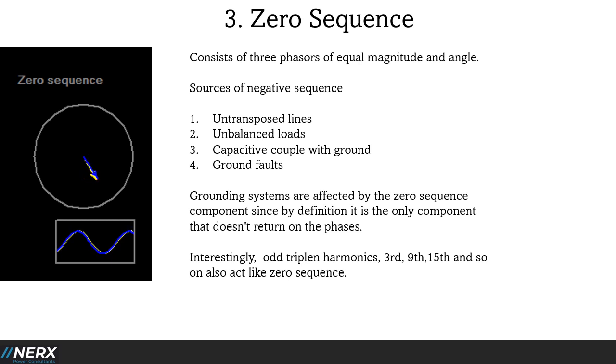Interestingly, odd triplen harmonics, third, ninth, 15th and so on, also act like zero sequence. This can force the neutral conductor to need to be sized larger than the phase conductors.